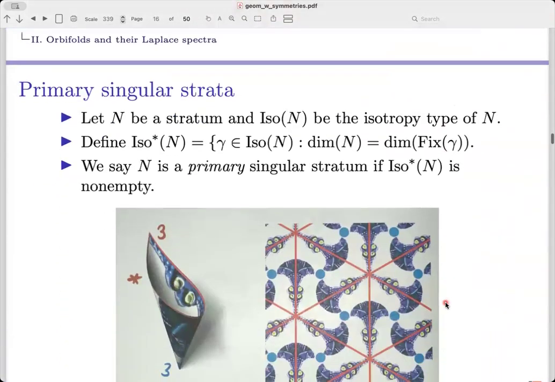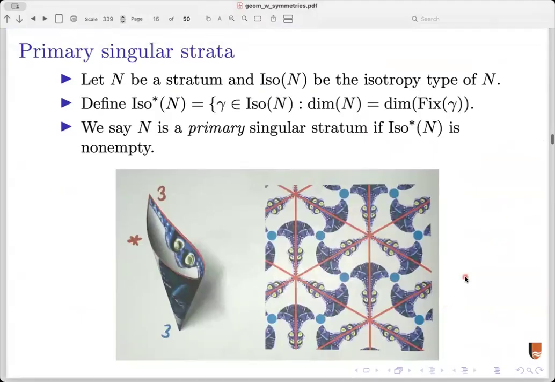So what is a primary singular stratum? It's really a technical condition here. So we have a singular stratum and it is associated to its isotropy group. So the stratum is defined by the group that fixes the points in the stratum. We're going to look at a subset, iso star, of that isotropy group. So it's not a subgroup, but just a subset. We'll go through all of the elements of the isotropy group of N and pick out only those for which the dimension of the stratum matches the dimension of the fixed point set of the particular mapping gamma right there.